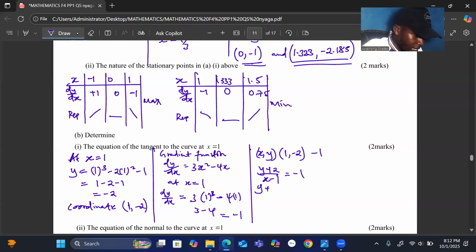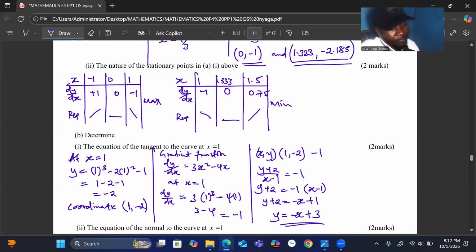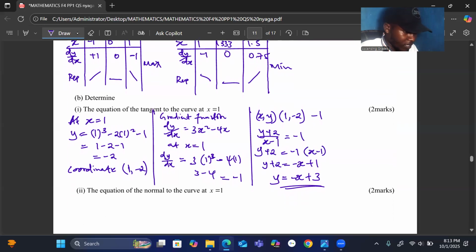So we shall have y plus 2 equals negative 1 times (x minus 1). So y plus 2 is equal to negative x plus 1, so that y now becomes negative x plus 3. Negative x plus 3. So that is how we find the equation of the tangent to the curve at x equals 1.